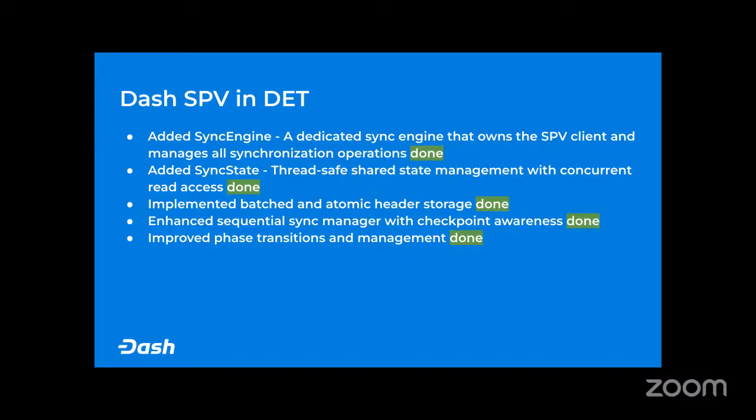I added a component called the sync engine and sync state, and various other improvements, like making header storage atomic and batched so that it couldn't get interrupted. What else? Oh yeah, yesterday and today, I got checkpoint sync working. Before that, I had been syncing from Genesis every time. So checkpoint sync is working. I also improved phase transitions and management. It's a small thing, like the phase transition from downloading headers to downloading masternode lists. There were some issues where we weren't transitioning correctly sometimes.